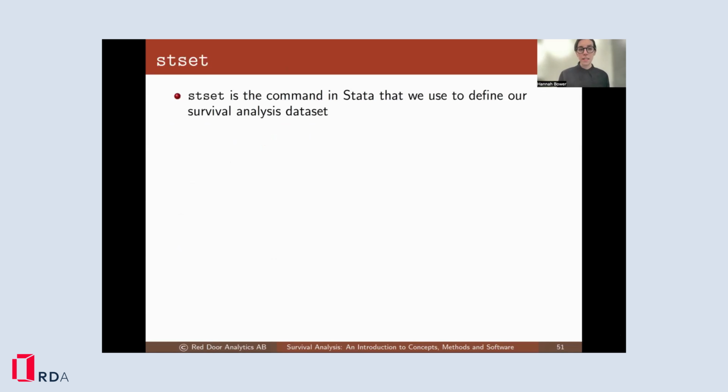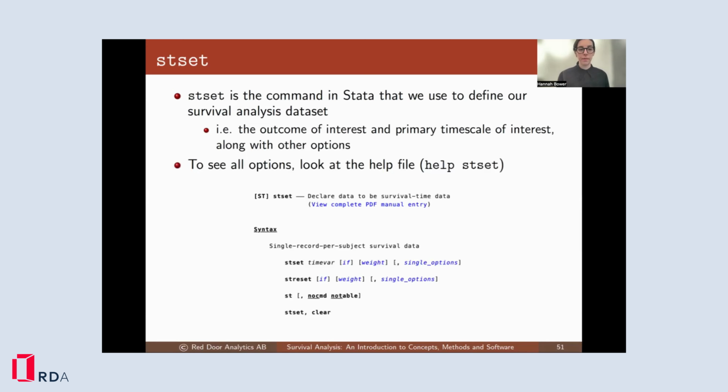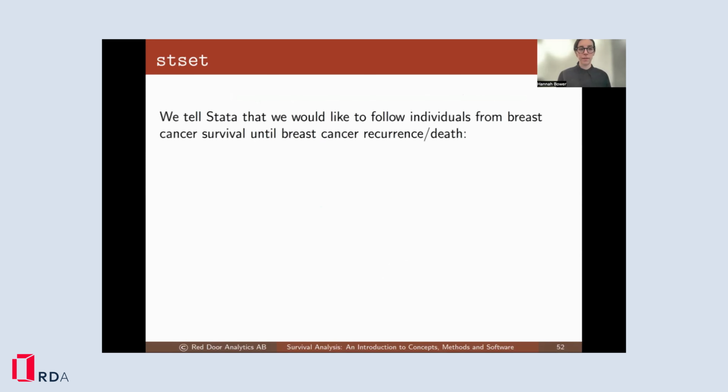So let's go back to stset. This is the command in Stata that we use to define our survival analysis, i.e., we define the outcome of interest and the primary timescale of interest, along with other options. If you're interested in seeing all of the options, you can look at the help file yourselves. If you type help stset, you will get a help file pop up, and there's lots of information in there about the stset command.